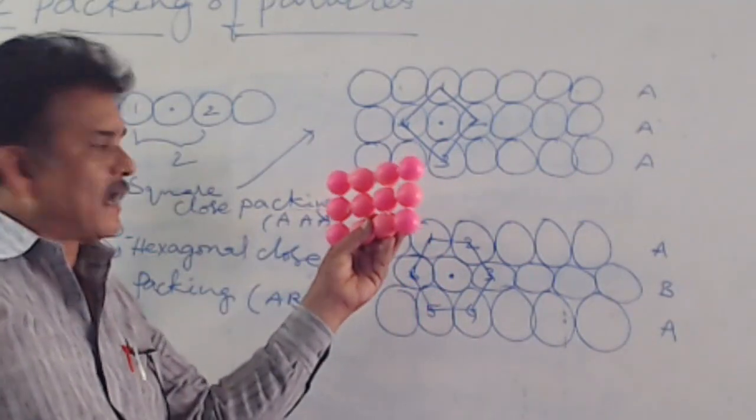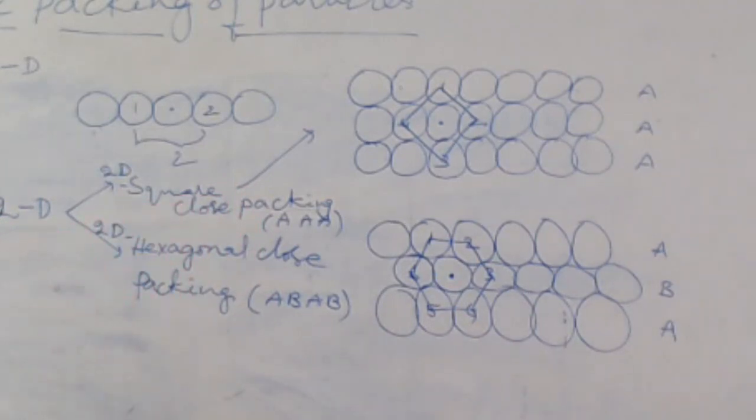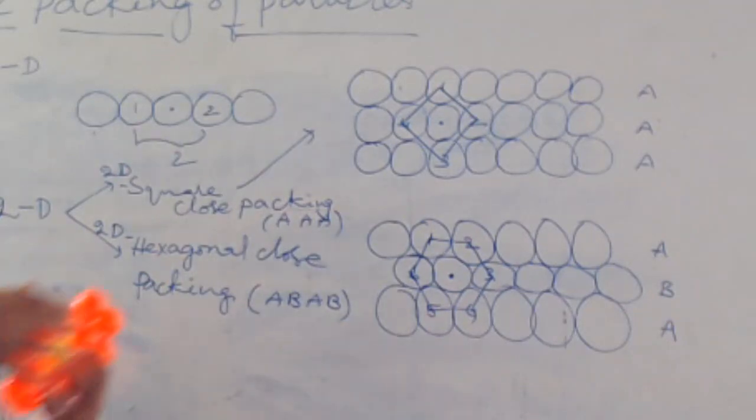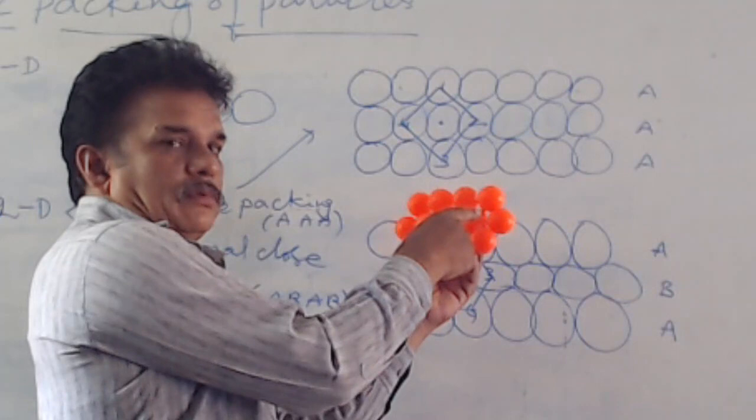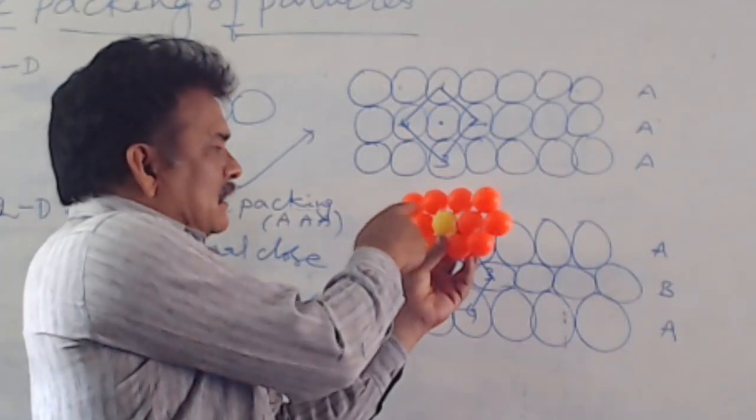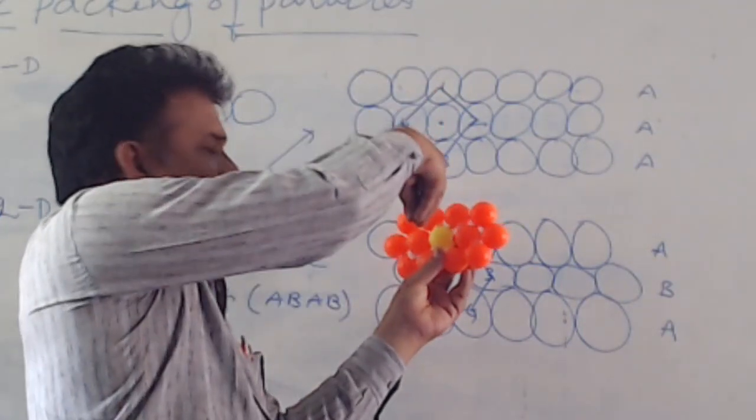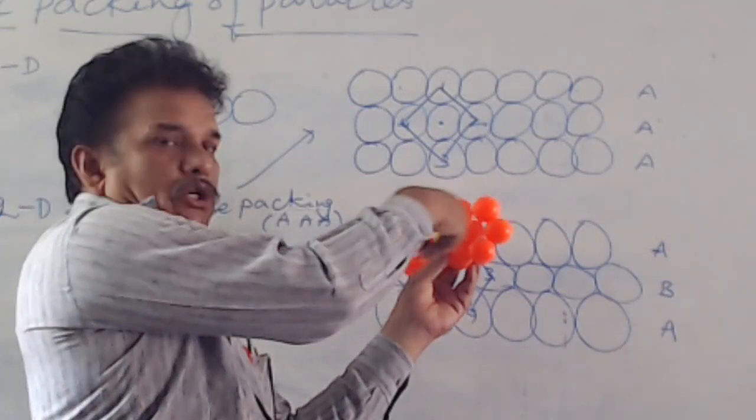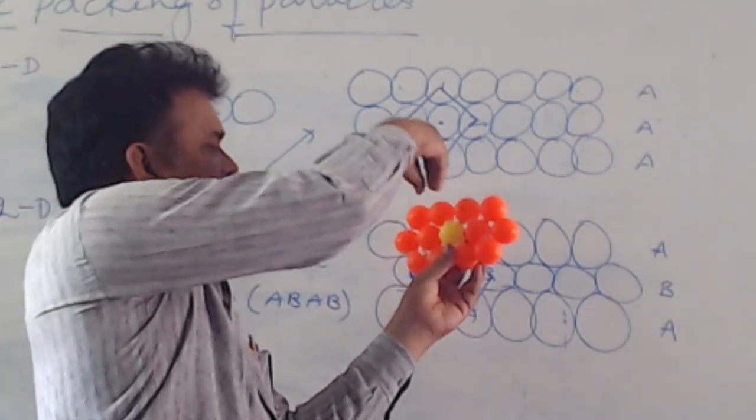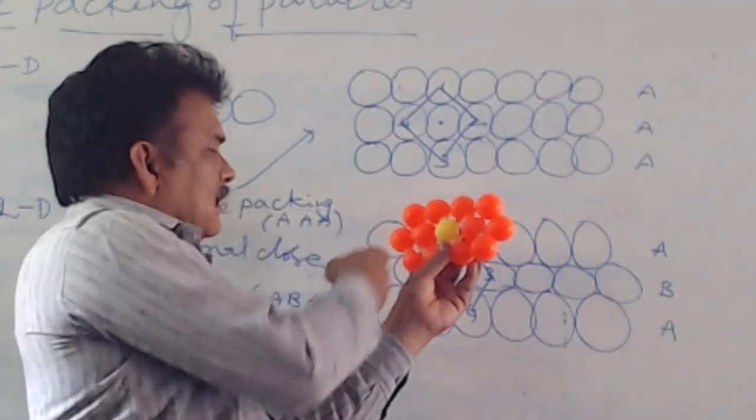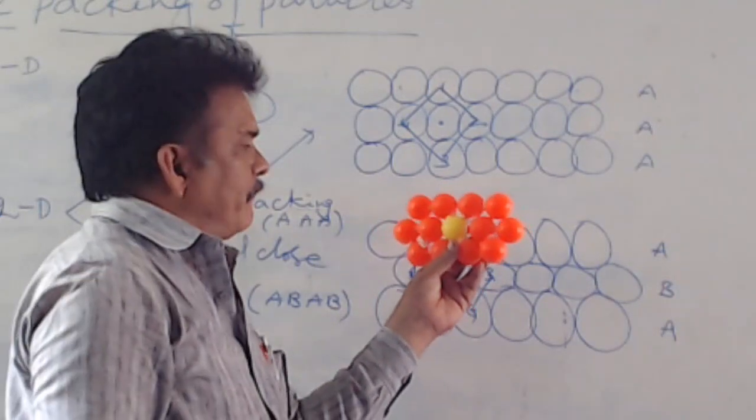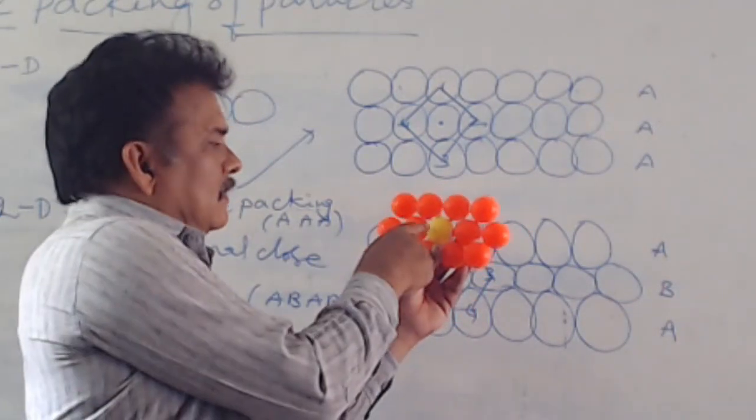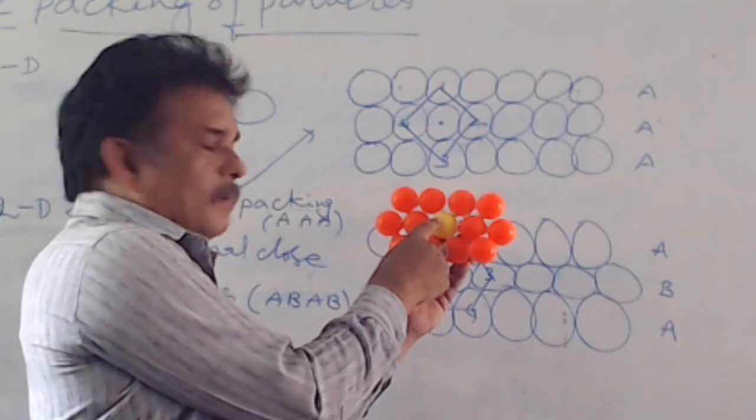This is square closed packing. And if we observe the second one, this is hexagonal closed packing. It is one row. The spheres of the other rows come into the dips of the first row. Here these are placed in the dips of the middle row, and these are also kept in the dips of the middle row. This is the reference particle.